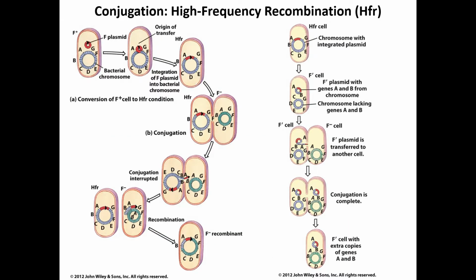Looking at this a little bit further, you have the F plasmid. This is walking you through what an HFR strain is. An F plus cell has a bacterial chromosome and the F plasmid, and they're completely separate. Now what can happen is that the F plasmid can incorporate itself into the bacterial chromosome. At that point in time, your bacterial cell is labeled an HFR cell.